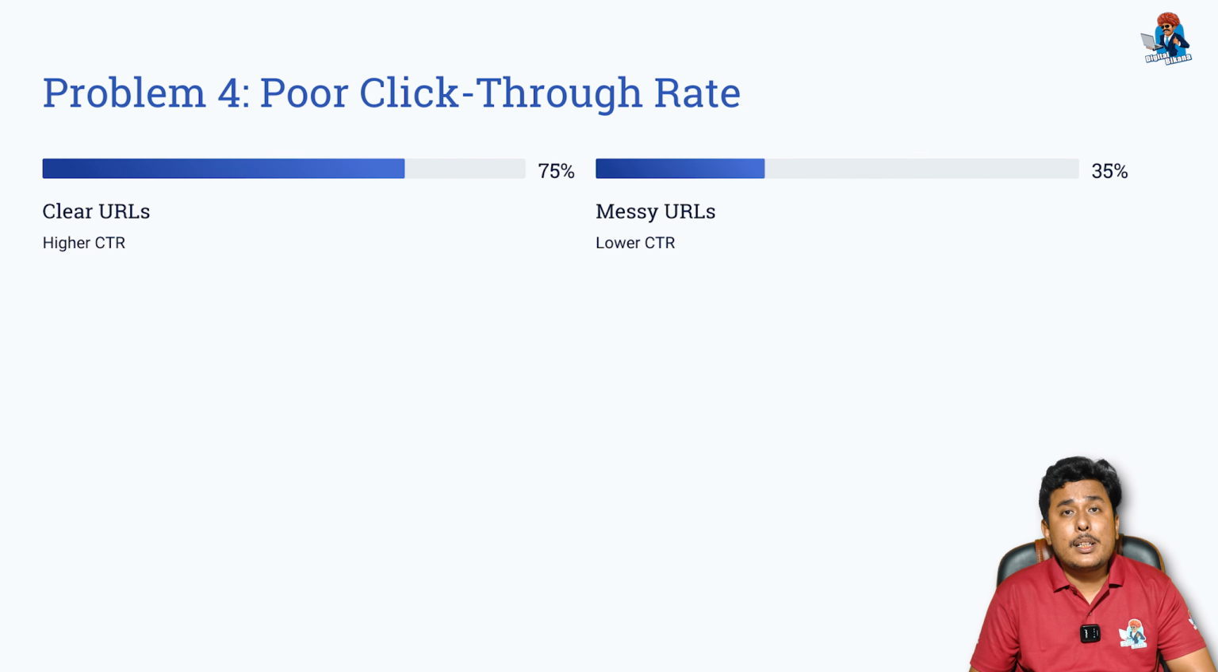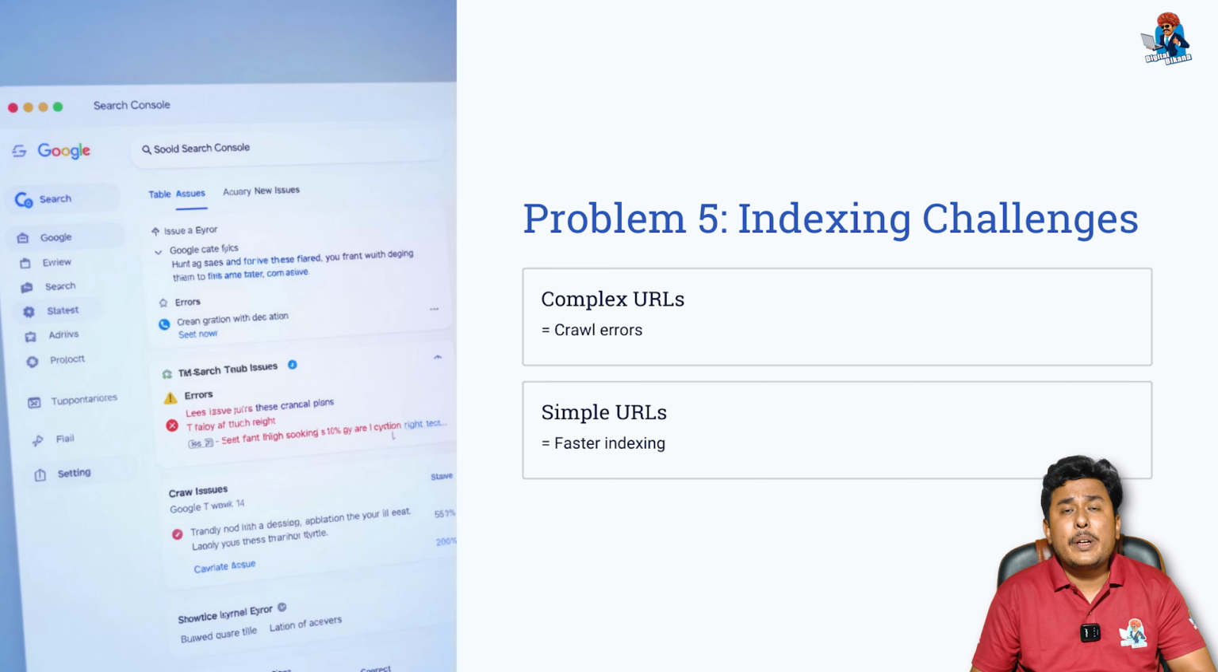Long, messy URLs look suspicious to users, which can reduce click-through rate from search results and social media shares. Search engines may have difficulty crawling and indexing overly complex URLs, especially if they contain many parameters.